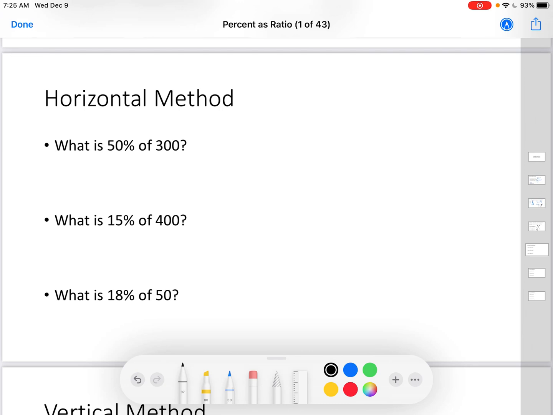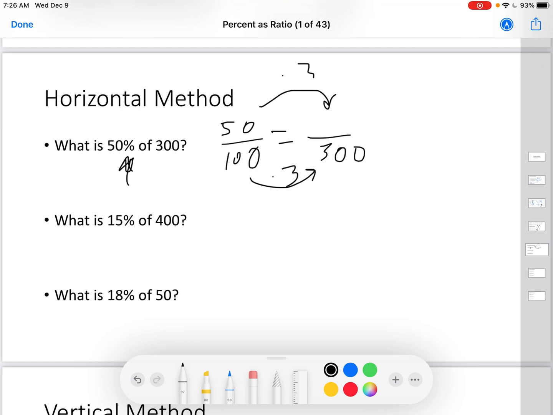Horizontal method. What is 50% of 300? Well, start out by writing 50 over 100. And why is it over 100? Because it is a percent. Equals how many out of 300? Well, look how easy this horizontal method is. How do I go from 100 to 300? I multiply by 3. So what do I do to 50? I multiply by 3. 50 times 3 is 150. Well, that makes sense, because 50 is half of 100, and isn't 150 half of 300? So it makes sense. It all works out.